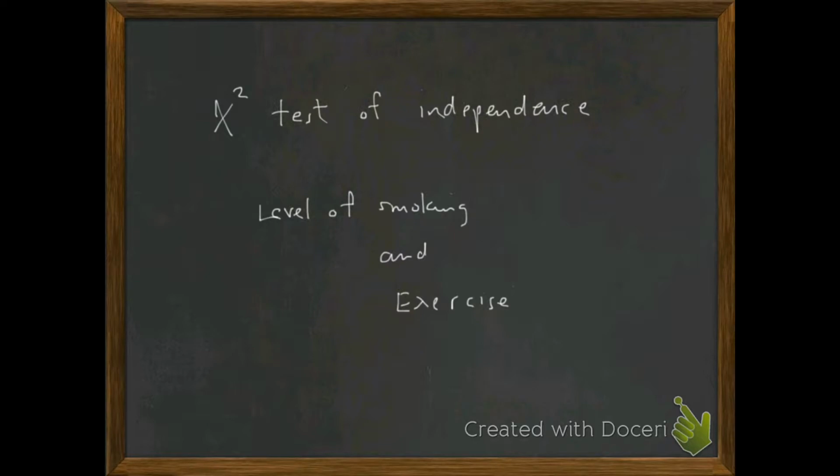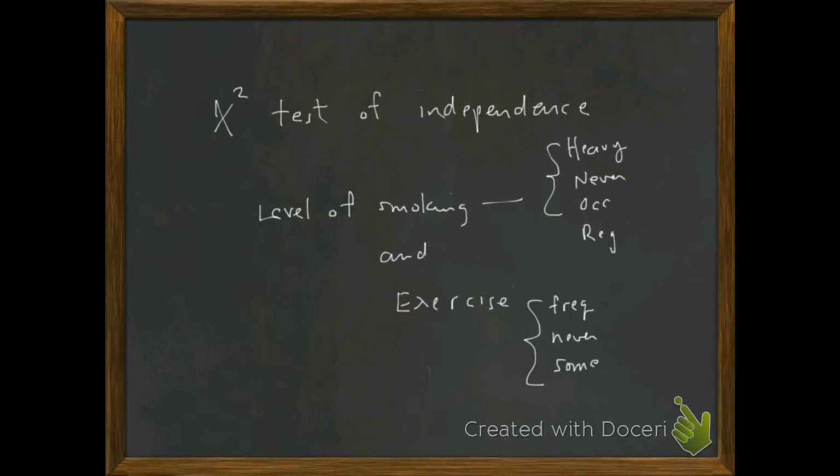We want to take a look at the relationship between the level that someone smokes and the level at which they exercise. Let's say we've categorized level of smoking as heavy, never, occasional, and regular. And let's say we categorize exercise as frequent, never, and some. So let's say we've collected the following data.